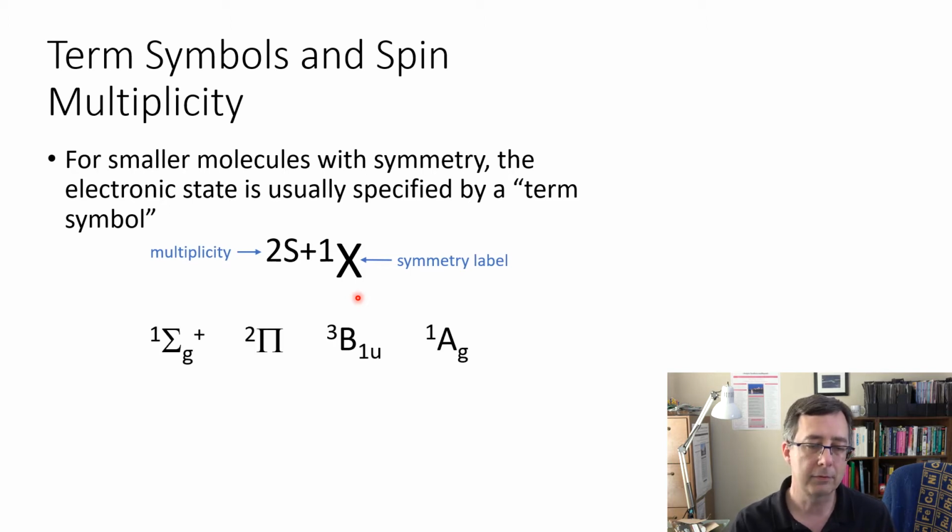And some examples would be singlet sigma g plus, or delta, or a doublet pi, or a triplet B1u, or a singlet Ag. These are all various term symbols for some small molecules. So if you know what state you're looking for, then you can immediately know that multiplicity is just whatever the superscript is.